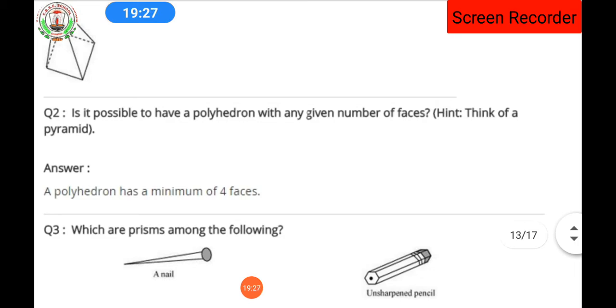Now moving toward question number 2: is it possible to have a polyhedron with any given number of faces? A hint is given: think of a pyramid. So yes, it is possible. A polyhedron with a minimum of 4 faces is possible. So that will be the answer, yes, it will be possible, okay.